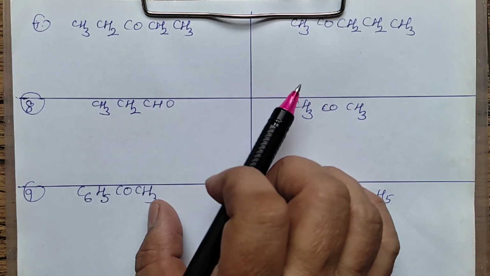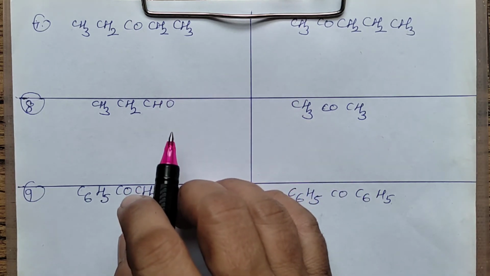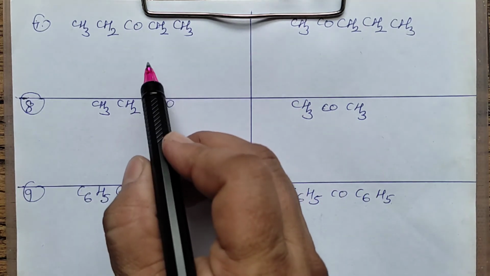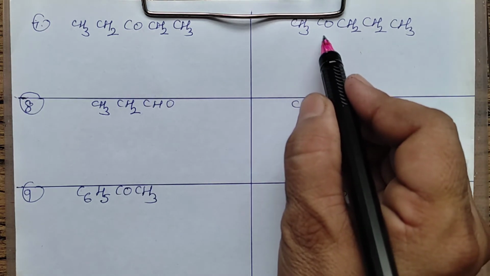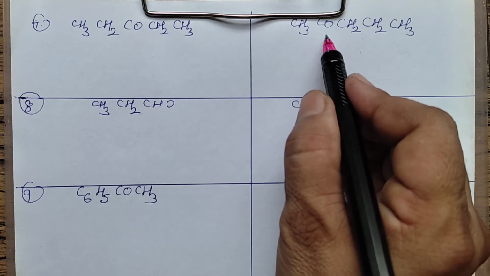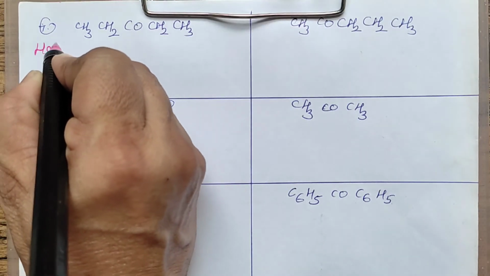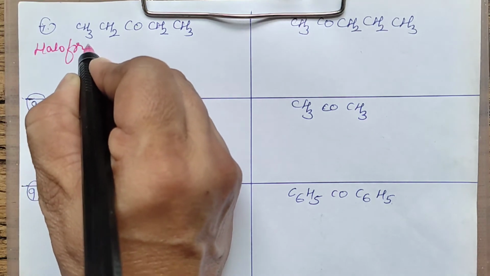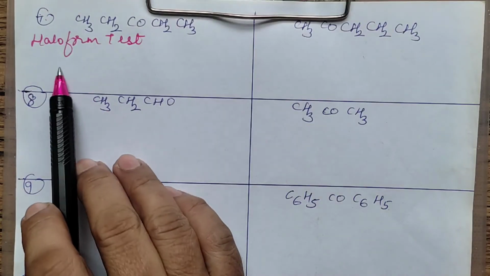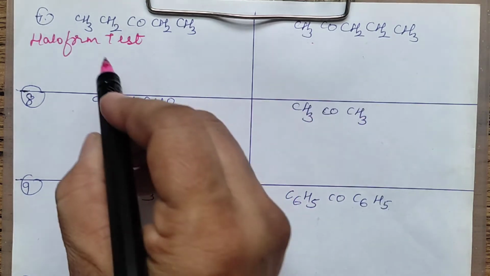This is pentan-2-one and pentan-3-one. In this, we can have a methyl ketone. For a methyl ketone, we can have the haloform test. So you will write here haloform test. This one will give the test, this one will not give.